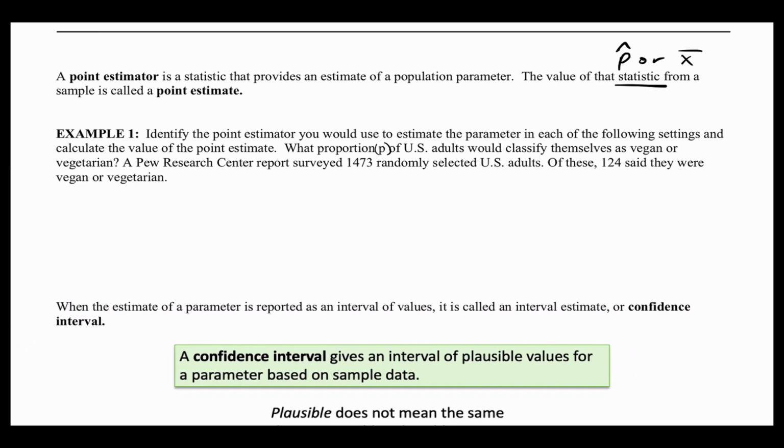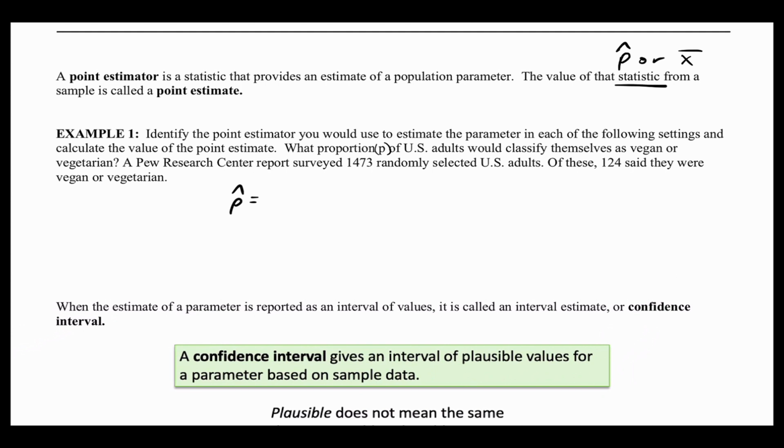So a point estimate is a statistic. So which one would we use for this problem? P hat or x bar? For this problem here. It's either going to be one or the other. Point estimate is always either p hat or x bar. For this one, which one would it be? Because it's a proportion, right? Because it's a proportion, so we're going to say p hat.